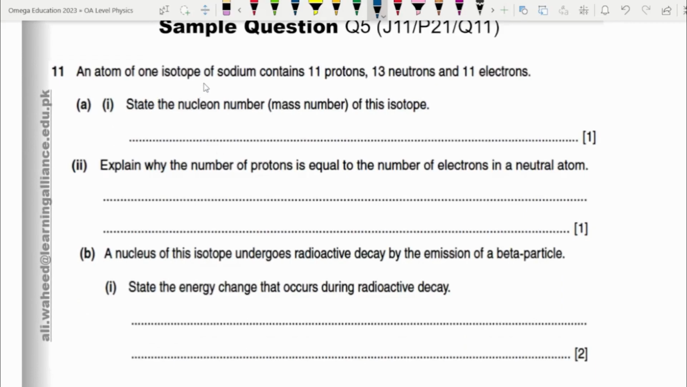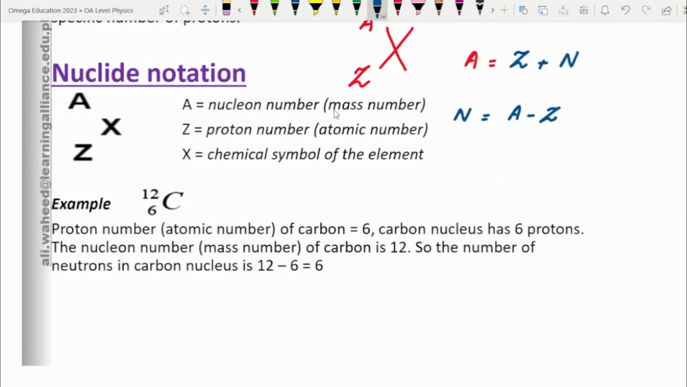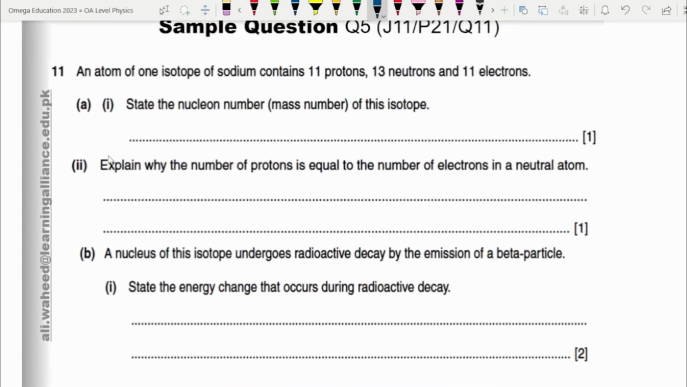An atom of one isotope of sodium contains 11 protons, 13 neutrons, and 11 electrons. State the nucleon number of this isotope. So what is the nucleon number? Nucleon number is basically this thing, atomic mass. It is also called nucleon number because in the nucleus we have mainly protons and neutrons. So it would be 11 plus 13, number of protons plus number of neutrons. So what do you get? You get 24.